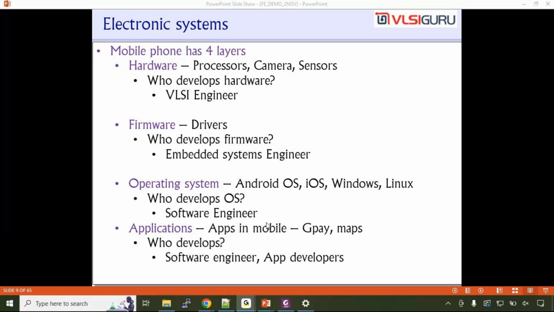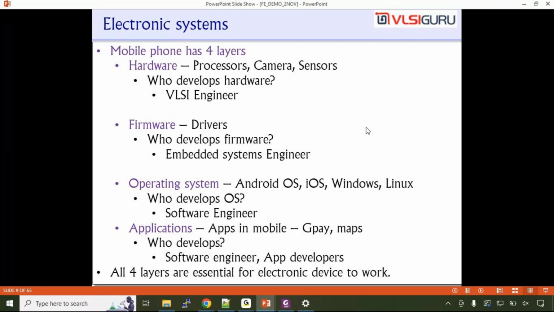The fourth is what? Applications. Applications in mobile like GPay, Maps, various things, right? Like WhatsApp. Who develops that? Software engineer and app developers. Basically, for any electronic system to work, all these four layers are essential.